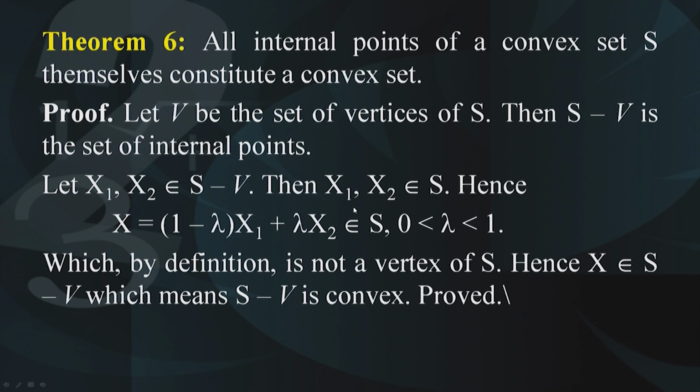Since x1 and x2 belong to S, x can be written like this: x is equal to (1 minus lambda) times x1 plus lambda times x2. This also belongs to the set S, where lambda lies strictly between 0 and 1, which by definition is not a vertex of S. Hence, x belongs to S minus V, which means S minus V is a convex set, and hence the theorem is proved.